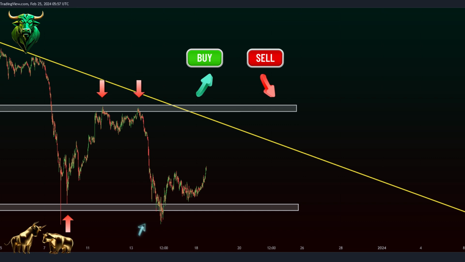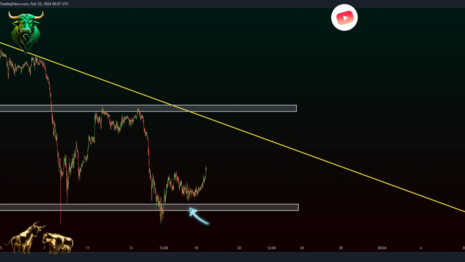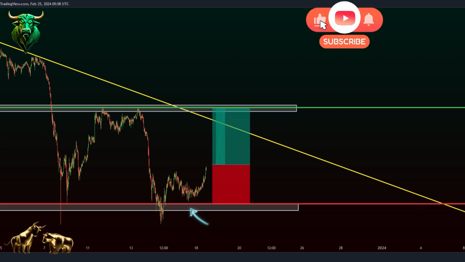Here we have a false breakout, and the price has reversed. After re-entering the channel, it pulled back to the same level and broke its previous high. We open a long trade.